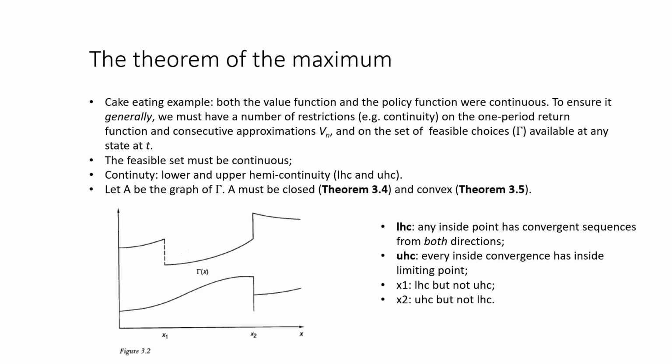On the basis of these definitions, you can see that x1 is lower hemi-continuous but not upper hemi-continuous, and x2 is upper hemi-continuous but not lower hemi-continuous. I think the explanation is simple. Lower hemi-continuity, just to have a look at the details, means that any inside point has convergent sequences from both directions. And if you have a look at point x2, there is a section of the available set under the upper bound to which we cannot converge from the left. This is the reason why it is not lower hemi-continuous.